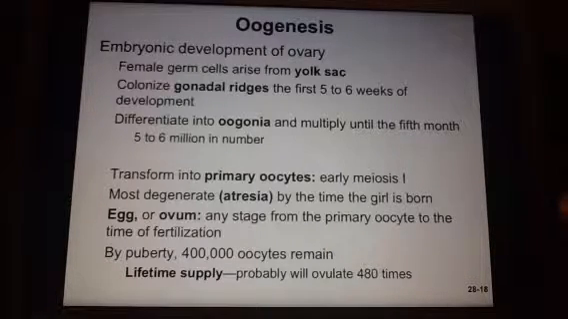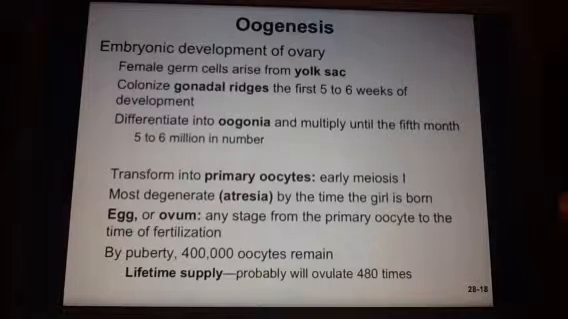And this is early meiosis 1. Here, unlike in sperm, the meiosis cell divisions are going to be broken up. So it's not one smooth process like it was for the sperm cells. This is a little bit different. The oocytes are in early meiosis 1, and then most of them degenerate by the time the girl is born. We call them eggs or ovum, any stage from the primary oocyte to the time of fertilization.